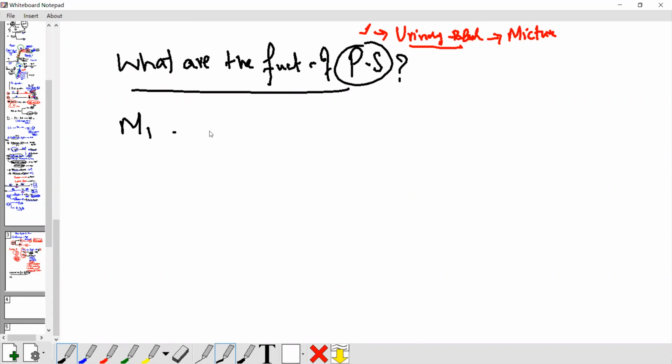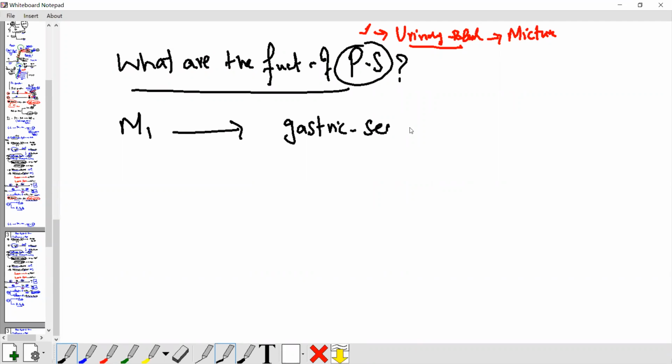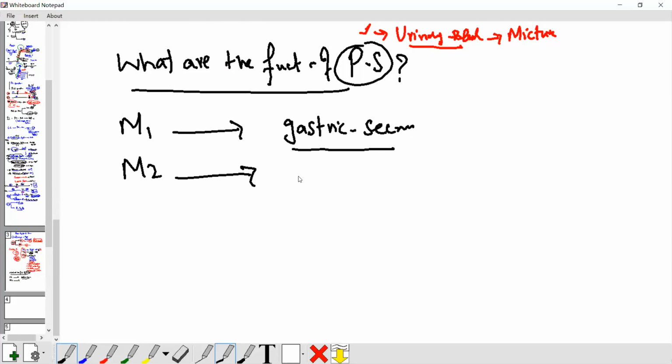M1 doing what? Gastric secretion. Simple. Gastric secretion. M2 doing what? Control heart rate. They decrease the heart rate. M3 doing what? M3 has a lot of functions.